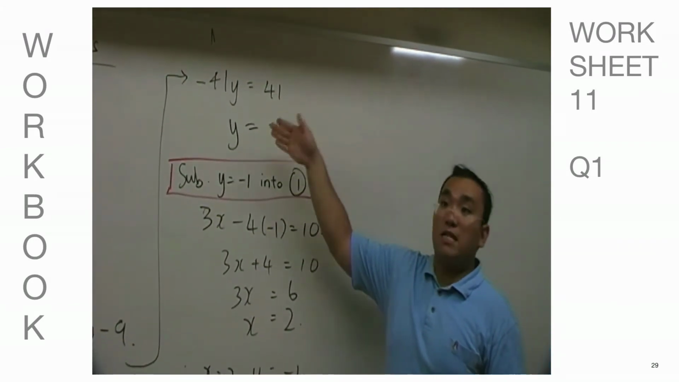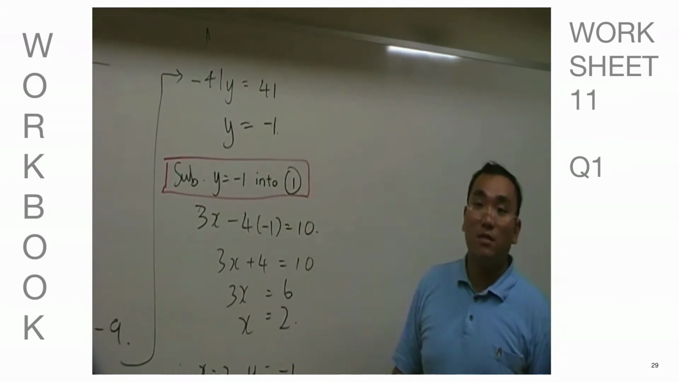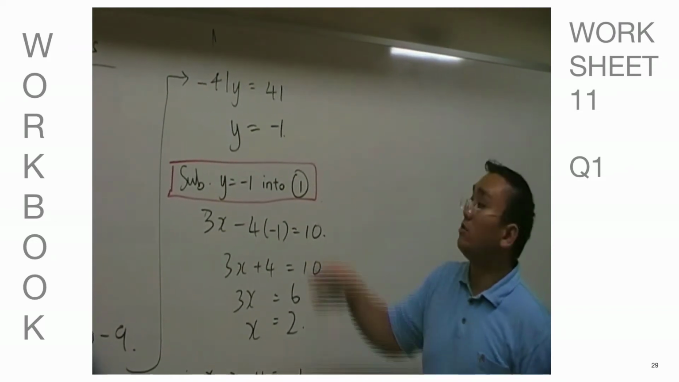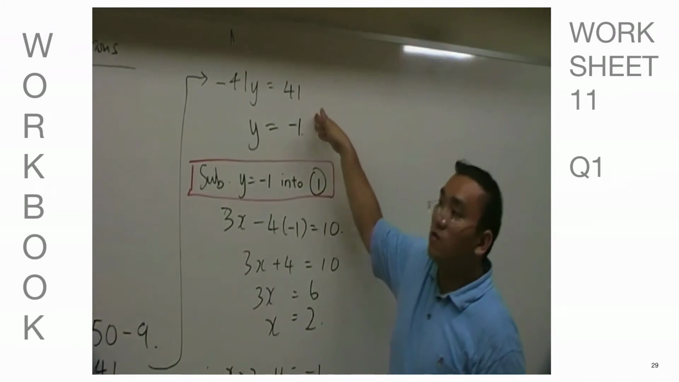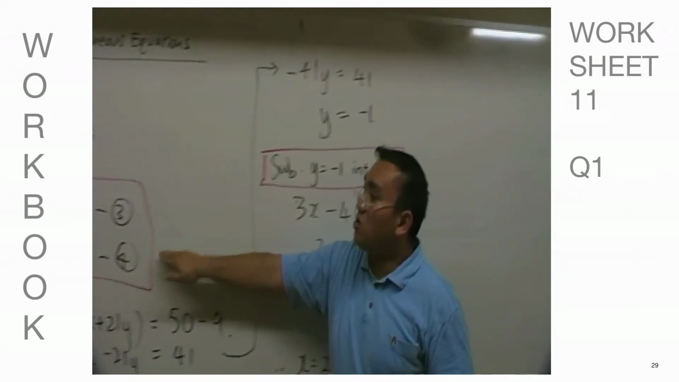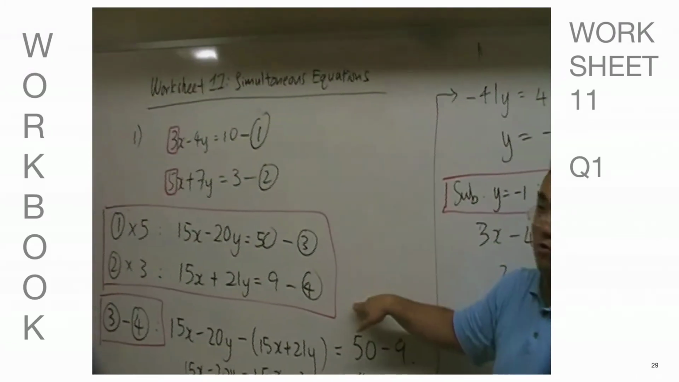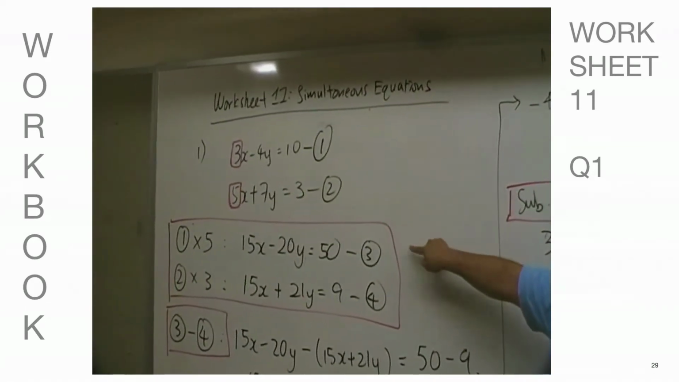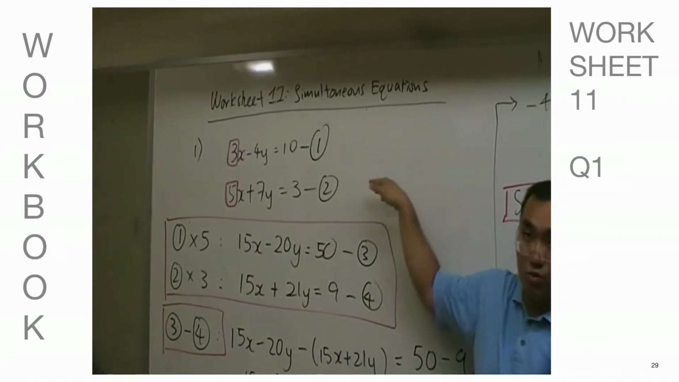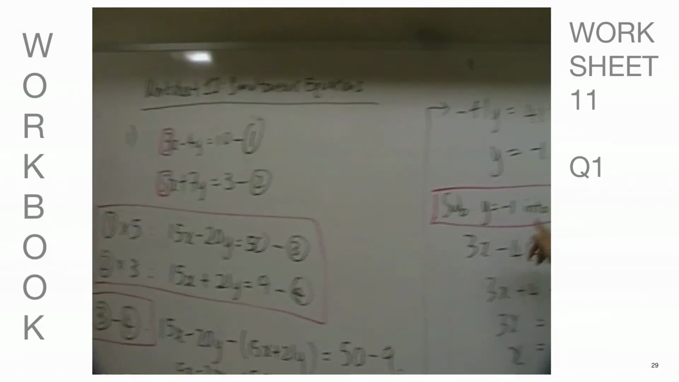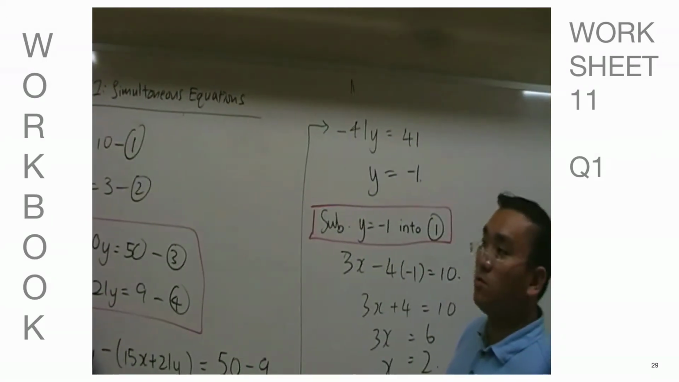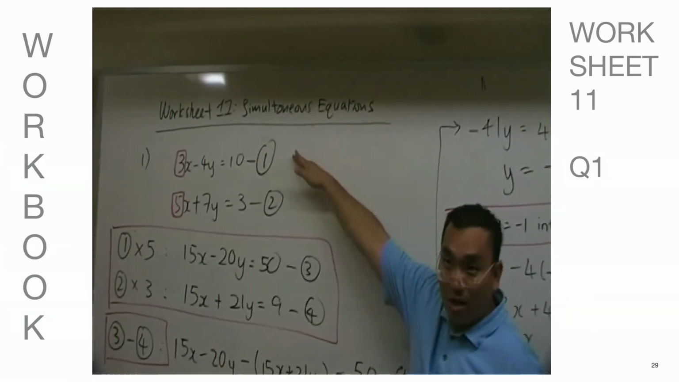But that's not it, because I'm supposed to find the value of x as well. After I have y equals negative 1, you can substitute y equals negative 1 into any of these first 4 equations. Why? Because equations 3 and 4 come from 1 and 2. But to make your calculation much simpler, I will substitute y equals negative 1 into equation 1.